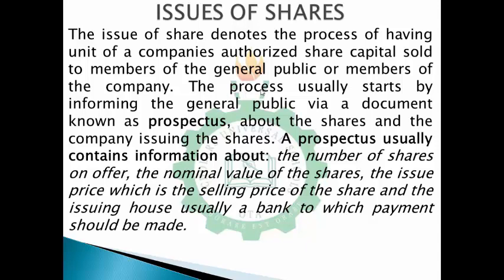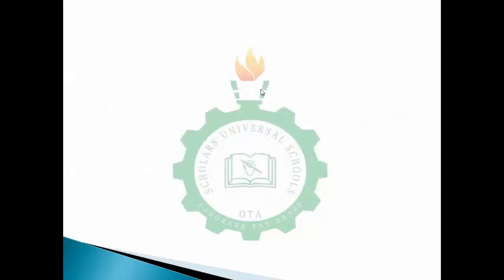And a prospectus contains the number of shares on offer, the nominal value of the shares, the issue price, which is the selling price of the share, and the issuing house. Usually it's a bank. So they will tell you, this is the amount of shares that we can sell, this is the amount we are selling it, and this is the bank that you could get those shares from. Those are the set of information that you could find in a prospectus.